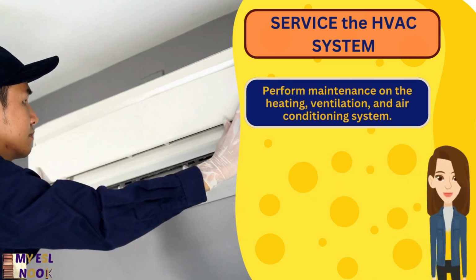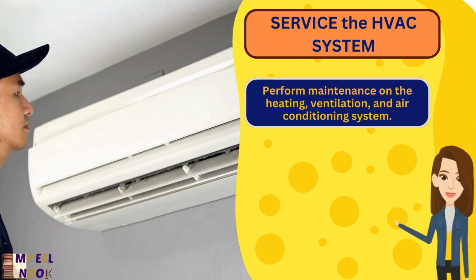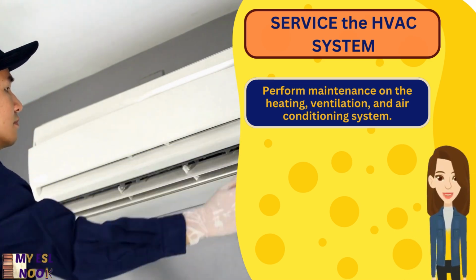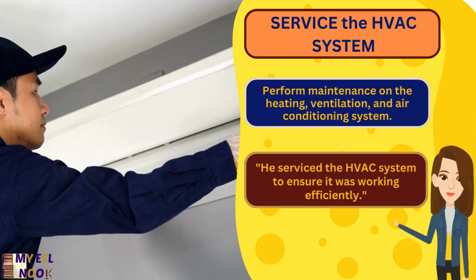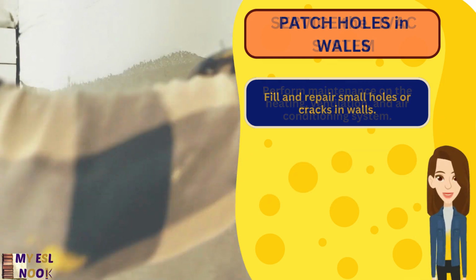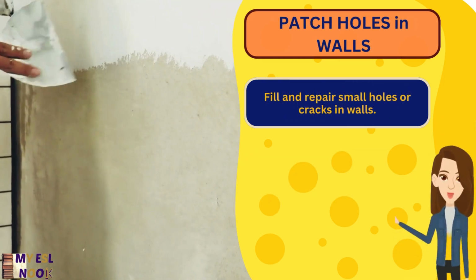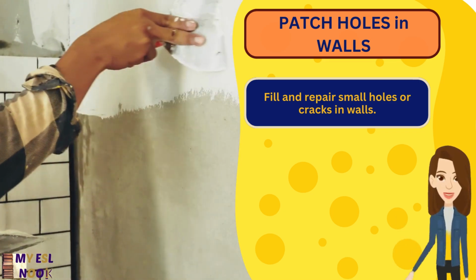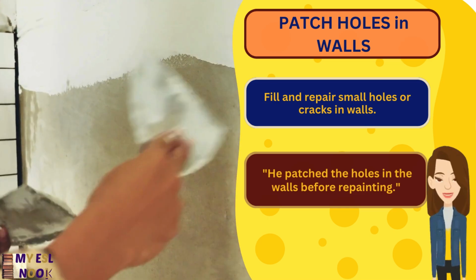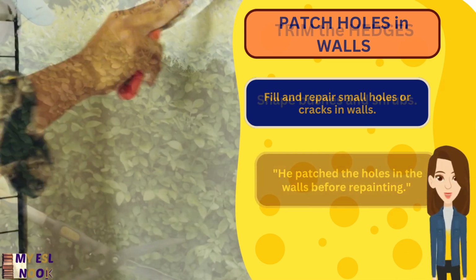Service the HVAC system. This is when we perform maintenance on the heating, ventilation, and air conditioning system in our homes. He serviced the HVAC system to ensure it was working efficiently. Patch holes in walls. This is when we fill and repair small holes or cracks in the walls. He patched the holes in the walls before repainting.